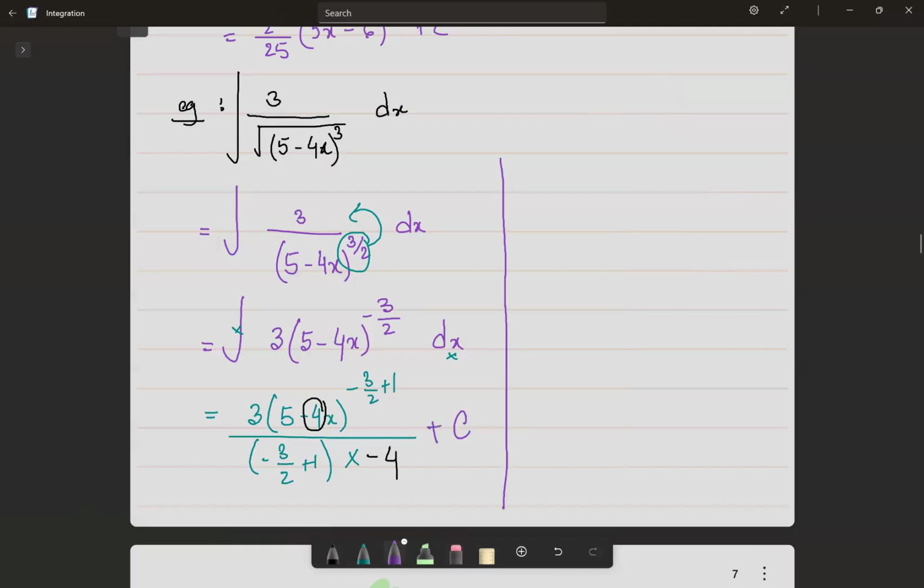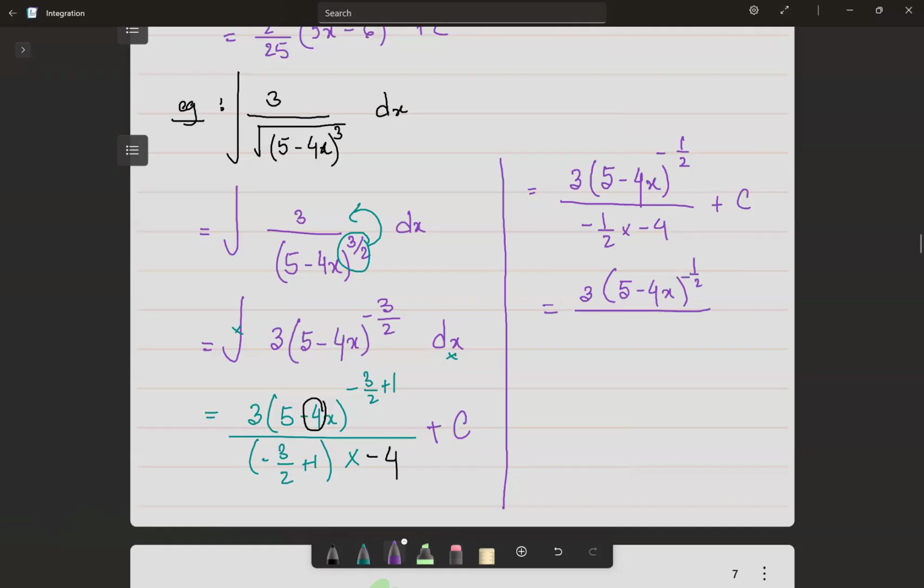So we are going to get 3, (5 minus 4x) to the power of negative 3 by 2 plus 1 is negative half from our calculator, divided by negative half into negative 4 plus c. So we have 3, (5 minus 4x) to the power of negative half divided by minus half into minus 4 from our calculator gives us positive 2, and we have plus c in here.